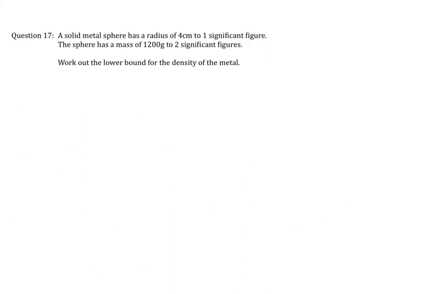Okay, in this question we have a solid metal sphere with a radius of 4 centimeters to one significant figure. The sphere has a mass of 1,200 grams to 2 significant figures. And we work out the lower bound for the density of the metal. So density is the first thing that jumps off the page for that. Density is a formula you should know. Density is mass divided by volume. We want the lower bound for the density. So again, for this fraction to be the lowest it can be, we're going to want the lowest mass, so the lower bound for the mass divided by the biggest volume. So the upper bound for the volume.